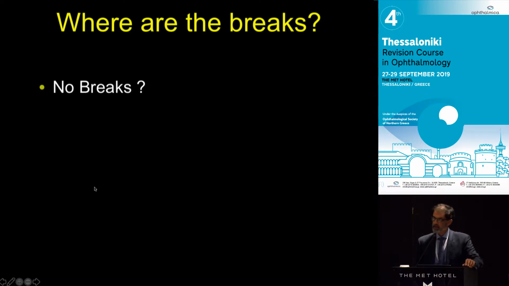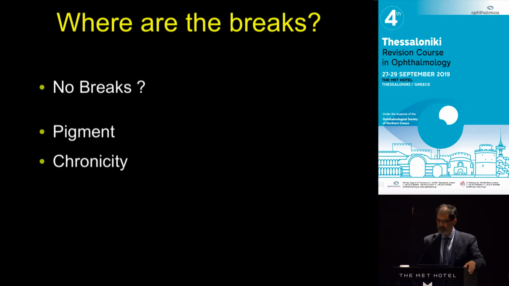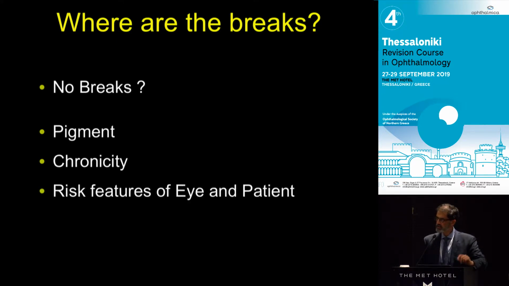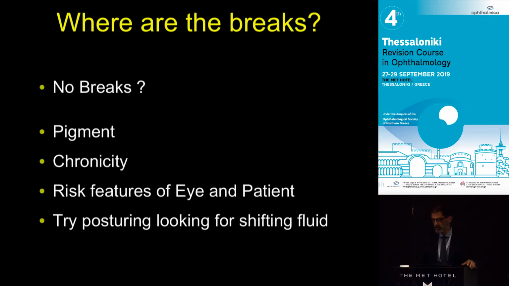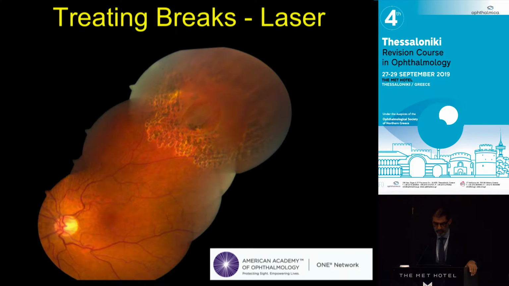What about breaks? Not always easy to find them. Do you have to find them? It's usually useful to find them, and if you can't find them, you need to have a little think at the back of your mind about whether this could be a different type of detachment. Pigment helps: no break, but pigment makes you feel like you're just missing it. Chronicity and signs of subretinal change, that is subretinal bands and subretinal fibrosis, usually tell you there's a break somewhere. And risk features: it's much more likely that there's a break somewhere if they're a myope or have had a PVD with symptoms. And also, just to exclude it being a serous retinal detachment, try posturing.